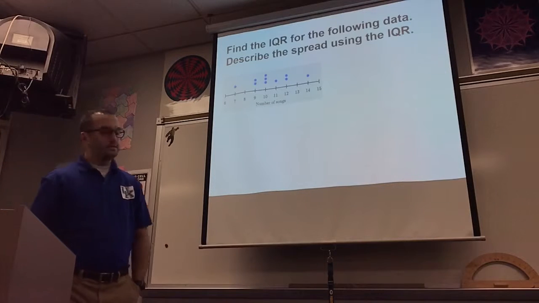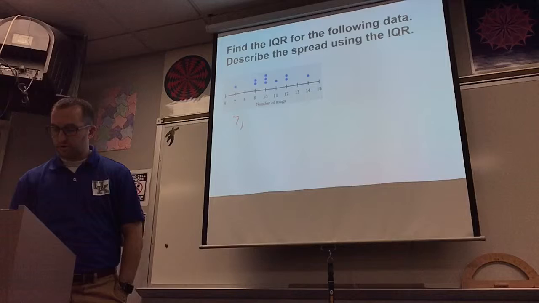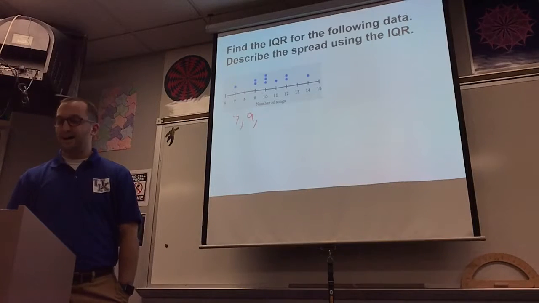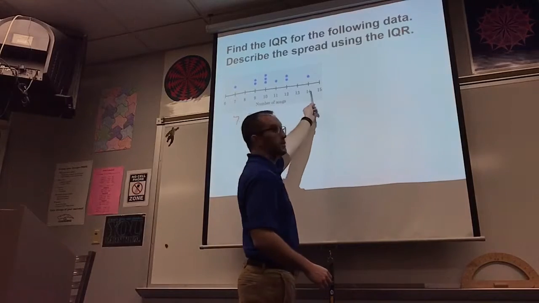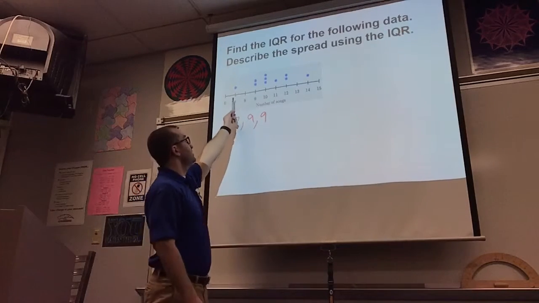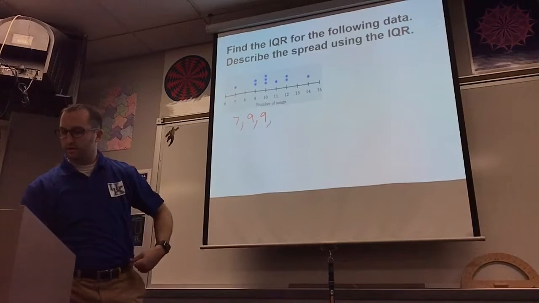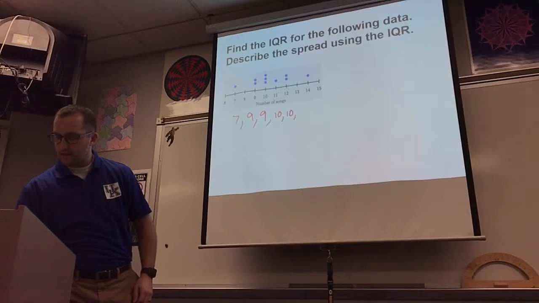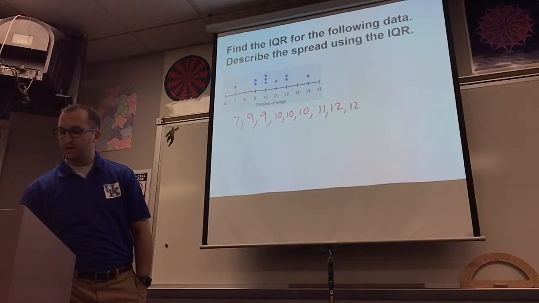So we've got 7 as our first number. What's our next number? Not 9, not 10. What is it? It's 7, 9, 9. How many 10s are there? 10, 10, 10. There's 1, 11. How many 12s? 12, 12, and then 14.